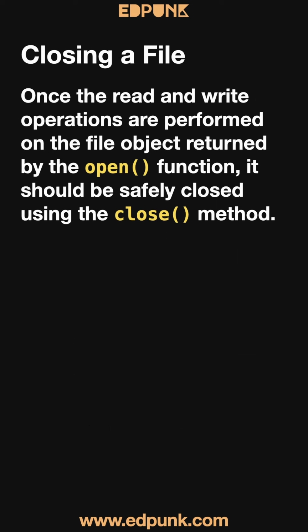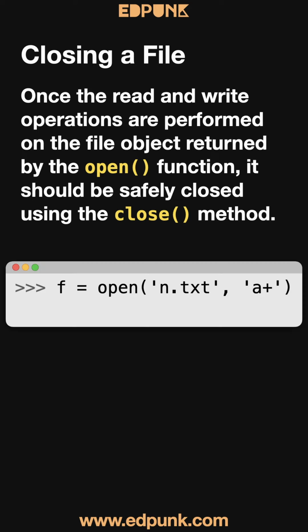Once the read and write operations are performed on the file object returned by the open function, it can be safely closed using the close method. Let us take an example. Let us open a file n.txt in read and append mode by executing f = open('n.txt', 'a+'). Now, we can close the file object by executing f.close().